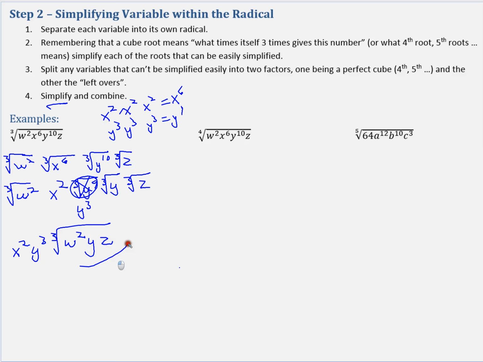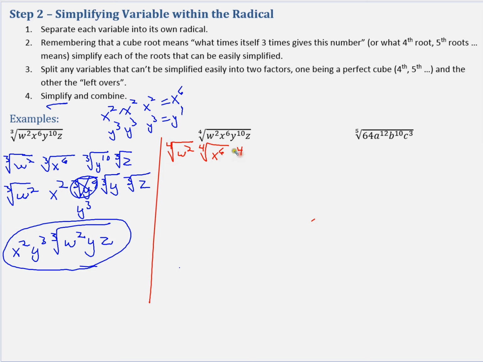And that's our answer. Our next one, we actually have a 4th root here, so let's work with this 4th root. And we're going to split this up again. So we have the 4th root of w squared times the 4th root of x to the 6th, the 4th root of y to the 10th, and the 4th root of z.